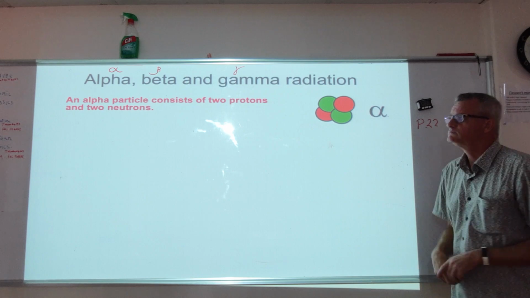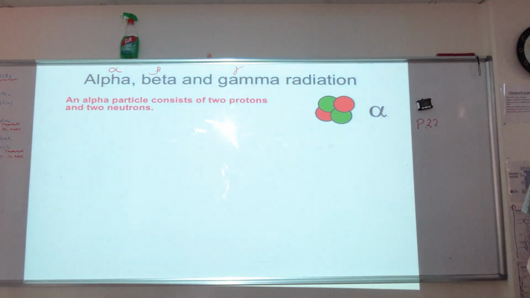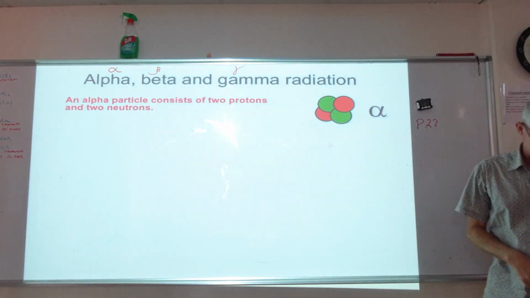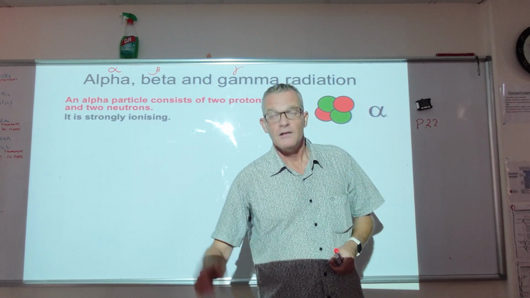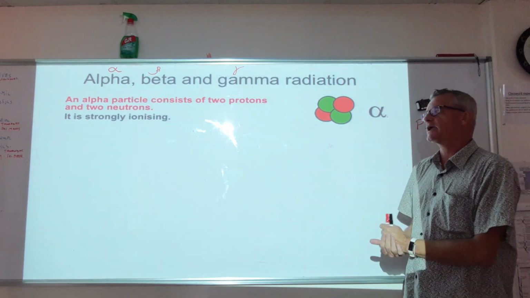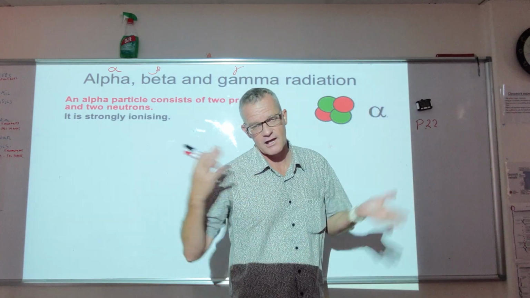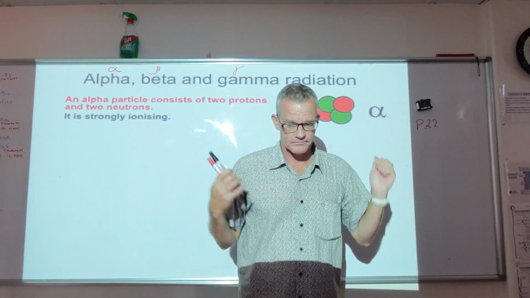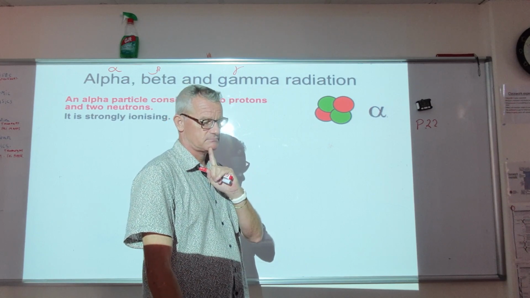Alpha. Alpha consists of 2 protons and 2 neutrons, and that's it. That means alpha particles have a charge, and they radiate out. Alpha particles are strongly ionizing, so they have a tendency to ionize atoms in your body. However, they are the least dangerous, which we will talk about.